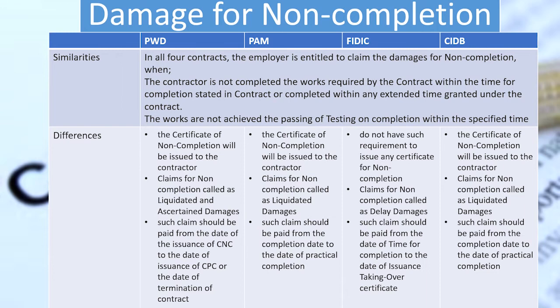In PWD, it is stated that such a claim should be paid from the date of the issuance of CNC to the date of issuance of CPC or the date of termination of contract. In PEN and CIDB, it is stated that such a claim should be paid from the completion date to the date of practical completion. While in FIDIT, it is stated that such a claim should be paid from the date of time for completion to the date of issuance of the taking over certificate.